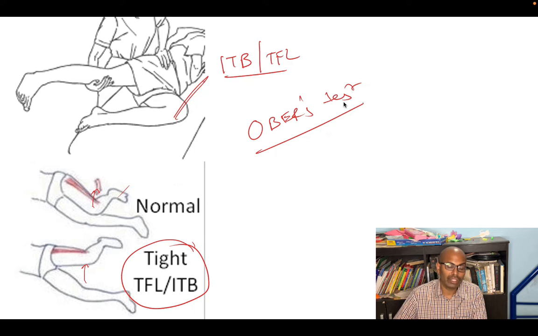So what is Ober's test? To test for the tightness of the iliotibial band, it should be done with the patient lying in the lateral position. You can flex the knee, and once you flex the knee, if the knee raises up from the opposite knee, then it indicates a tight iliotibial band.